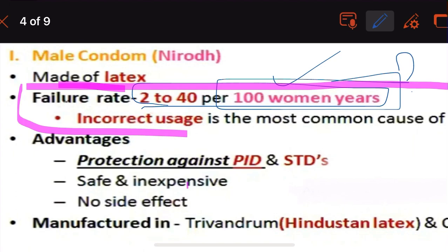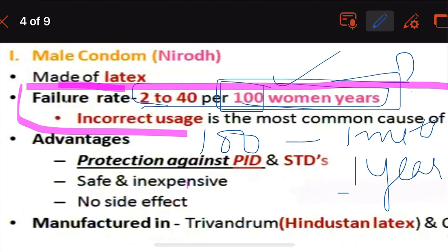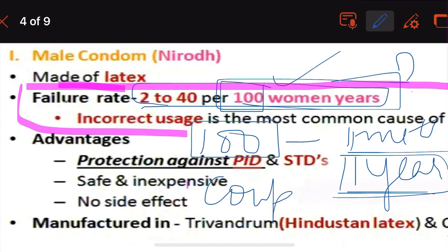So we see that 100 couples, 100 women, are using one method of contraception for a period of 1 year, and in how many of these 100 women the contraception fails and pregnancy occurs, it is known as the 100 women years. So, suppose 100 couples are using condoms for 1 year. In these 100 women, how many women have condom failure and pregnancy occurs?